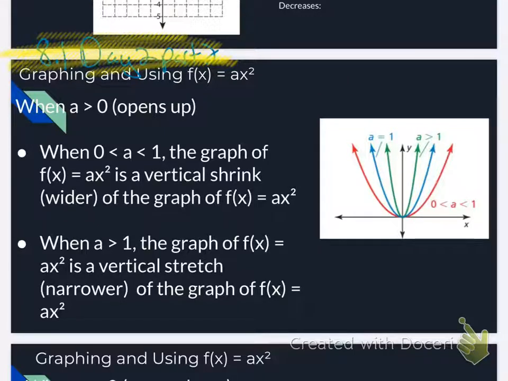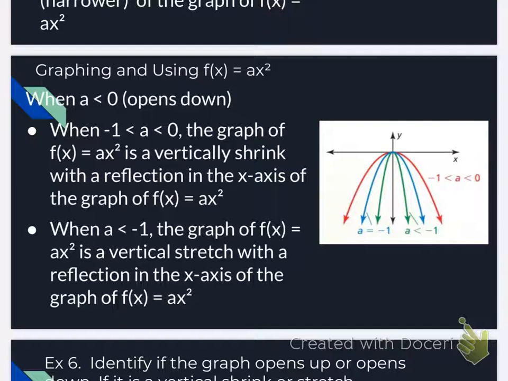Okay, so today we're doing 8.1, day 2, part 2, graphing using f of x equals ax squared. When a is greater than 0, it opens up. When a is between 0 and 1, the graph is vertically shrunk, so it means it's getting wider. When a is greater than 1, it is vertically stretched. That means it's getting narrower.